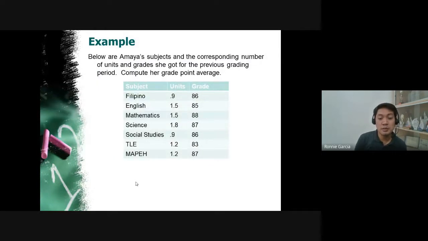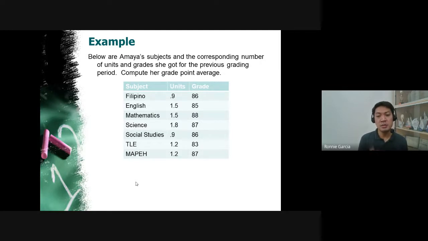Below are Amaya's subjects with the corresponding units. So for Filipino, meron siyang 86 na grade pero ang number of units is 0.9. For English, the grade is 85 pero it is equivalent to 1.5 units. And so on and so forth. So meron siya mga subjects na 1.5, merong 1.8, merong 1.2, and ang pinakamababang unit is 0.9.